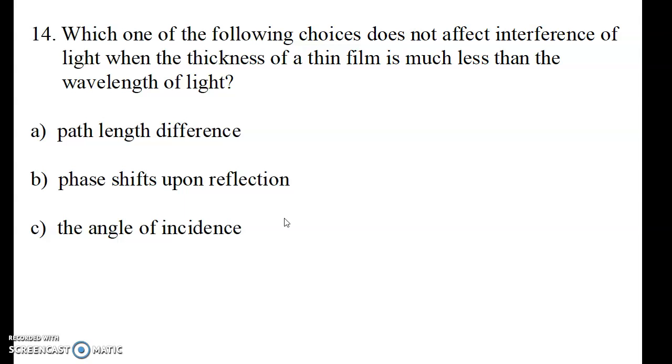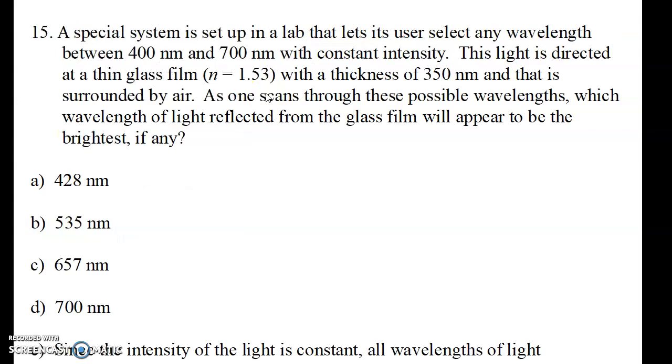Which of the following choices does not affect interference of light when the thickness of a thin film is much less than the wavelength of light? And that is A, the path length difference. The path length difference does not change when that occurs.